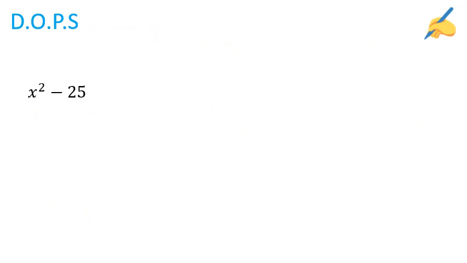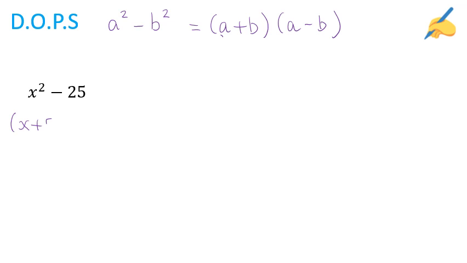Our next method is DOPS, or difference of perfect squares. This is for when we've got two perfect squares and there's a difference between them, or a subtract sign. So our rule is we find the square root of each of them, put them in the brackets. One's got a positive sign and one's got a negative sign. So if we look at our first example here, I need to find the square root of each of these terms. So the square root of x squared is x, and the square root of 25 is 5. So I put them in my brackets. One's a positive bracket and one's a negative.